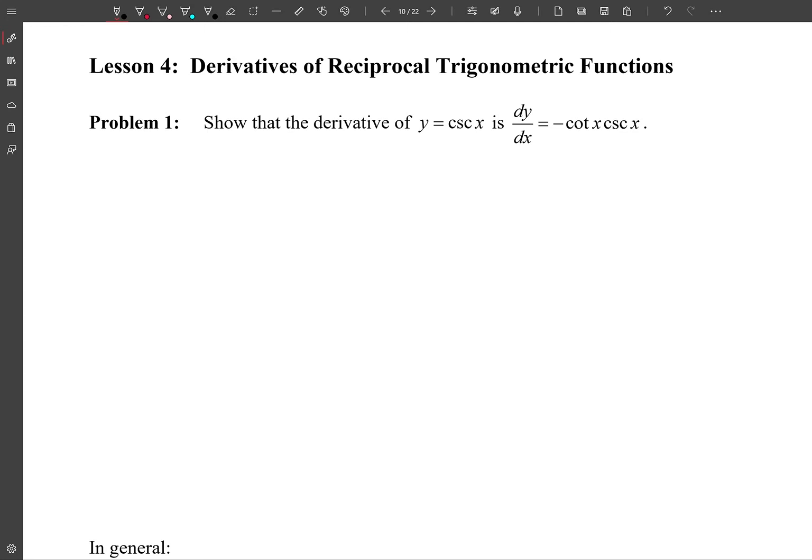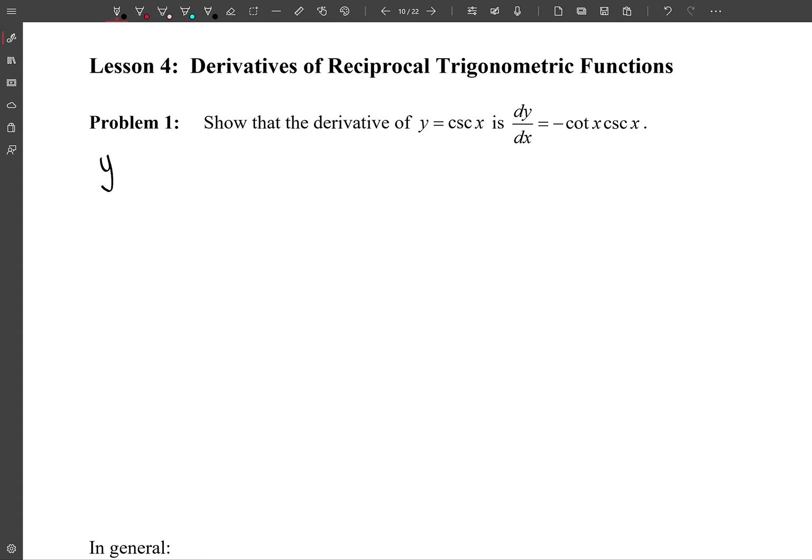Let's look at lesson 4, derivatives of reciprocal trigonometric functions. So, start off, we're going to be looking at showing that the derivative of y equals cosecant of x is negative cotangent x cosecant x. Now for this one, we don't even need to bust out the definition of the derivative, because now that we've got our basic primary trigonometric functions down, we can just use those.